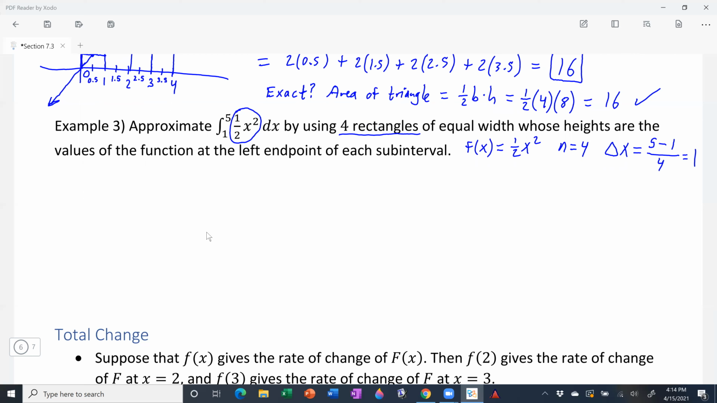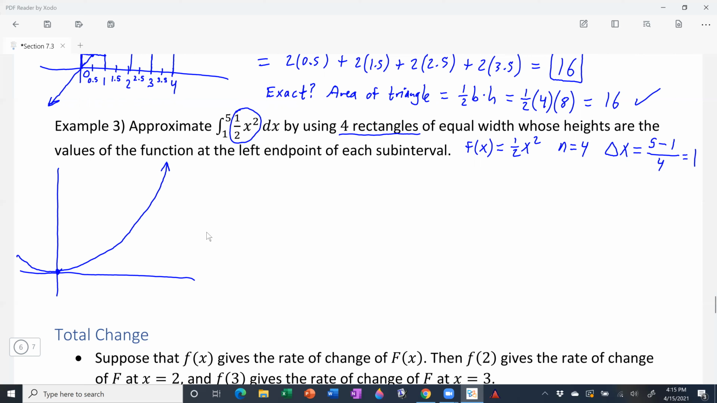It's not always going to come out 1. It could come out something kind of weird depending on the number of rectangles and what interval we're looking at. But that delta x is nice because we can always use it to find out what the widths need to be. Let's get a drawing going here. Everything is happening in the first quadrant, so I'm going to give it some extra space here. And 1/2 x squared is a parabola that's kind of wide and flattened out. When I'm drawing these, I exaggerate it a little bit so that I can draw my rectangles pretty well.